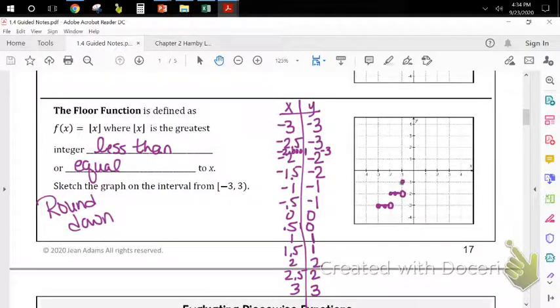-1 is -1, -0.5 is -1. Well, anything that's between -1 and 0 will round to that -1. And so we can see our pattern here. And so we can go ahead and graph our other functions.